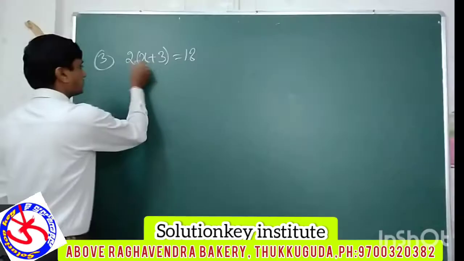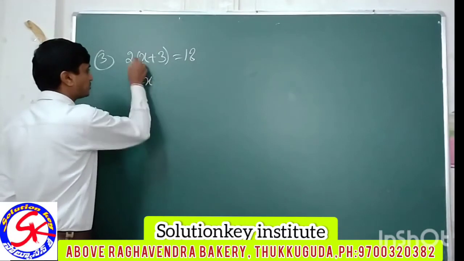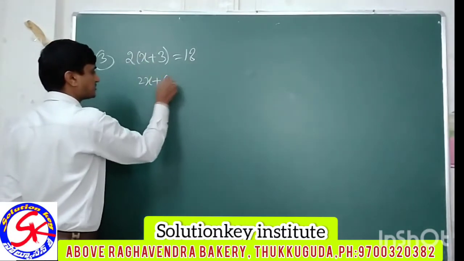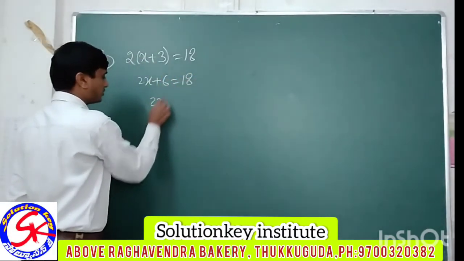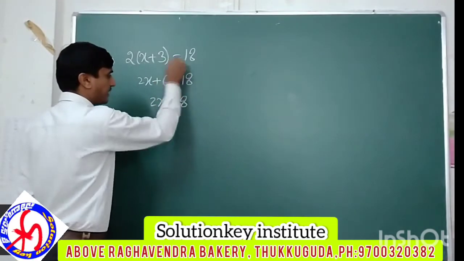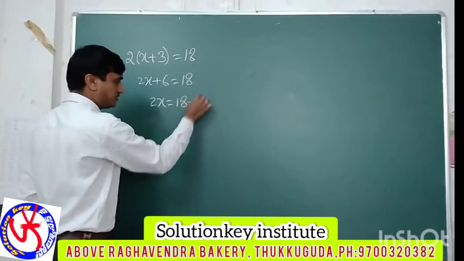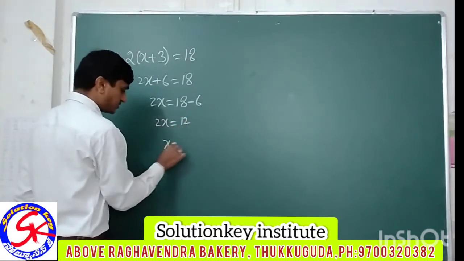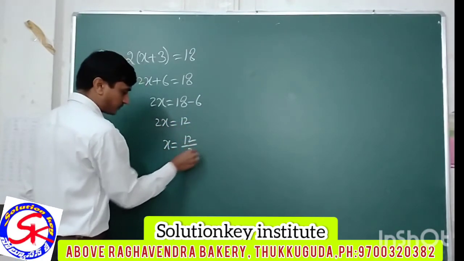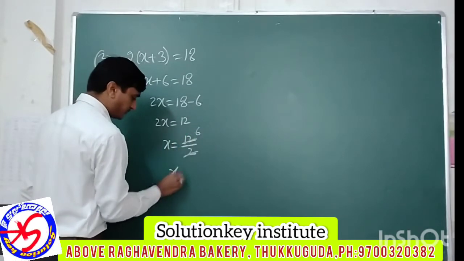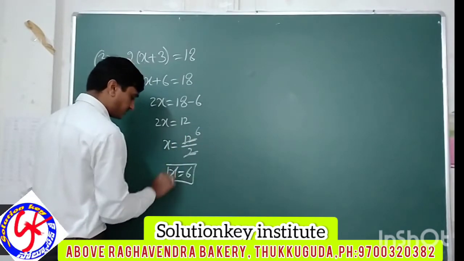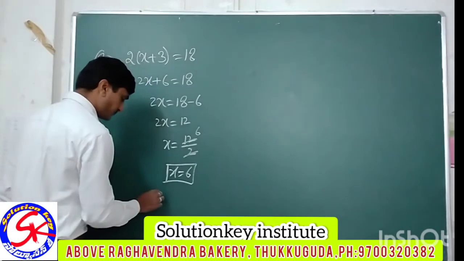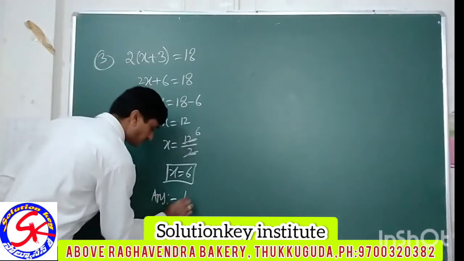Simplify this now. 2 into x, 2x plus 2 into 3 is 6, is equal to 18, and 2x is equal to 18 minus 6, so 2x is equal to 12 and x is equal to 12 by 2. That means 2 into 6. Then what is the answer for x? x is equal to 6. Which option is the answer now?